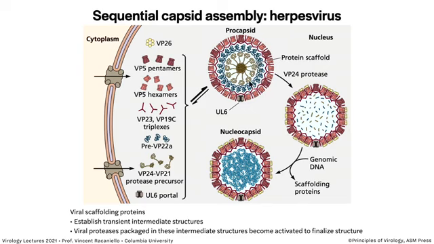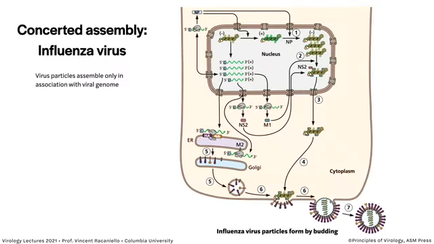So the scaffolding proteins help to make these intermediates, or the procapsid is an intermediate. And it's the viral protease, VP24. It's not active. It's present as a precursor until the scaffold is assembled, and then somehow the signal gets transmitted to cleave the scaffold and get rid of it to allow space for the DNA. All right, so that's two examples of sequential assembly.